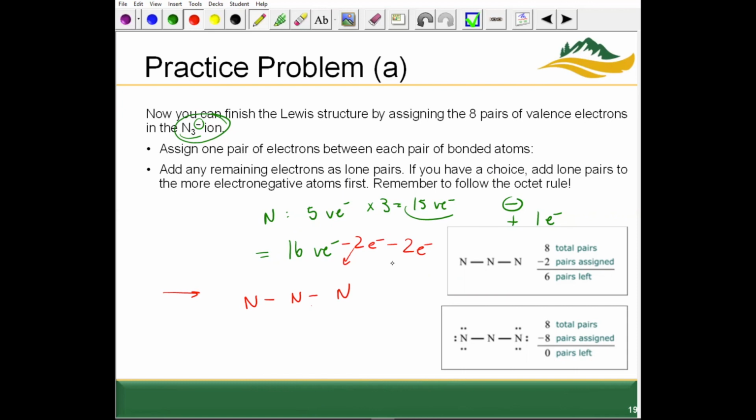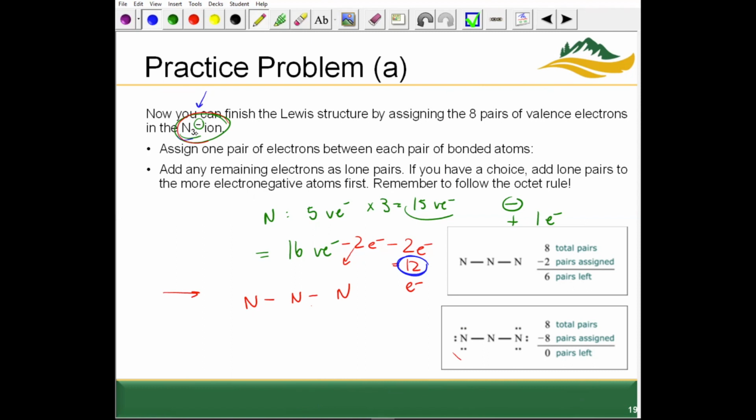16 minus 4, that means we have 12 electrons remaining. Essentially what we're doing is figuring out how many valence electrons we have to work with, and then we're placing them around the atoms to have them reach a happy octet ideally. We have 12 electrons left at this point because again we had 16 by counting these up.